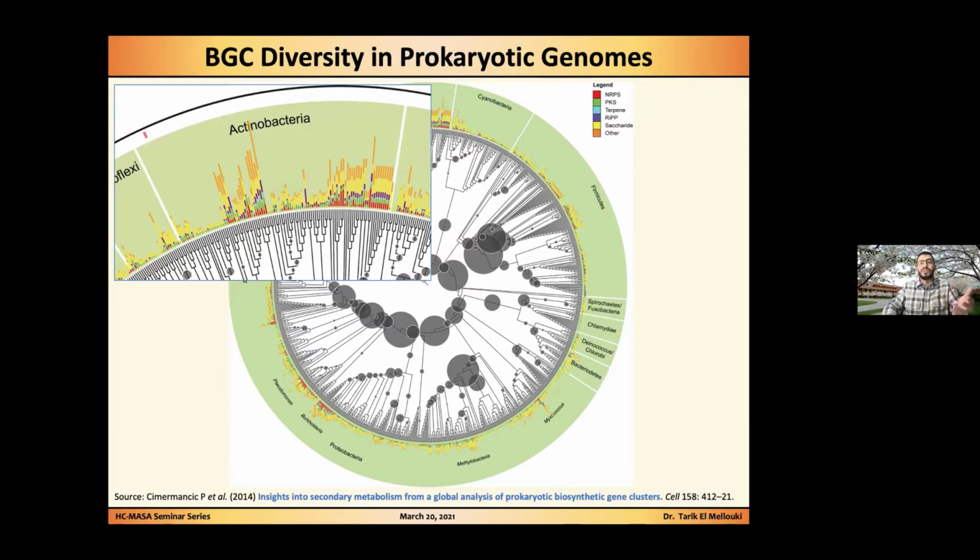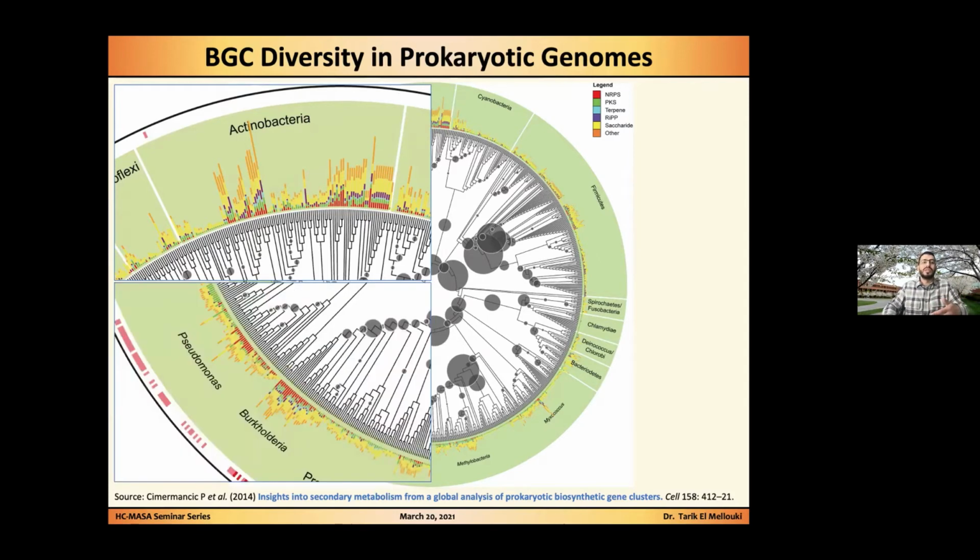But there are other ones. And the more sequencing we have, the more we are going to unravel of this diversity. So here, for example, the Pseudomonas also have a large diversity in terms of secondary metabolites. The Burkholderia also have great diversity of biosynthetic gene clusters. So this is very important and very interesting.